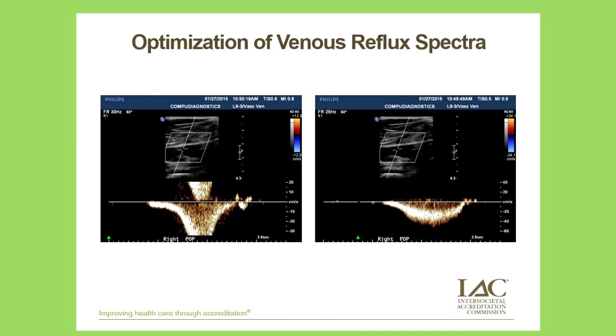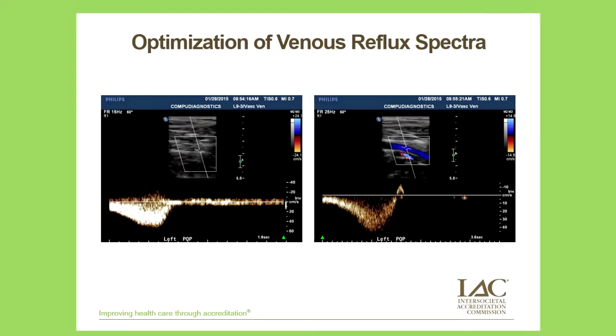And just a little bit about optimization of the venous reflux spectra. There's one to the left where you can see that the individual just never really adjusted their scale or did anything to improve the image. It's the exact same patient, just to the right of scale. And that's just adjusting the PRF or the scale. You may be adjusting the sample volume, just making it much more clear.